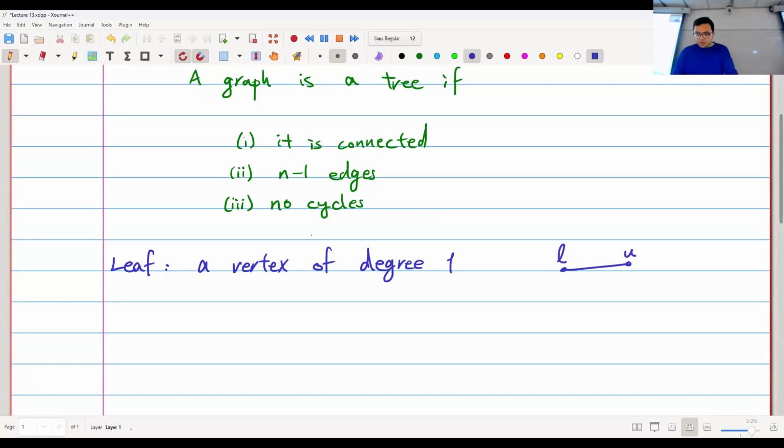In this very simple graph, both L and U are leaves, but I can have something like this. My graph does not have to be a tree. And then here only L is a leaf. Okay. So whenever I say leaf, I just mean degree 1, and it doesn't have to be in a tree, but usually we talk about leaves in a tree.